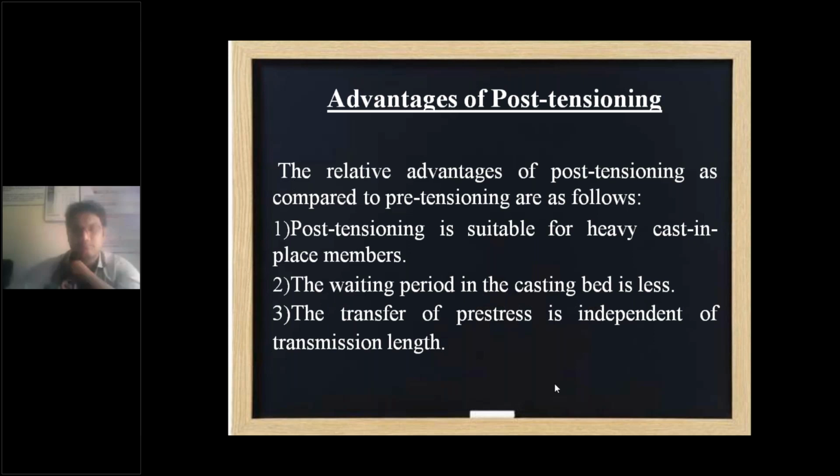And the transfer of prestress is independent of transmission length. As we spoke about pre-tensioning, concrete and steel should have a good bond strength to have a transmission length. But here no need. Why? Because there will be a sheathing pipe inside, no need of any bond between concrete and steel. Because you are doing stressing independently on the particular strand or tendon. So there is no point of bond strength here between concrete and steel. That is the advantage of post tension, right?